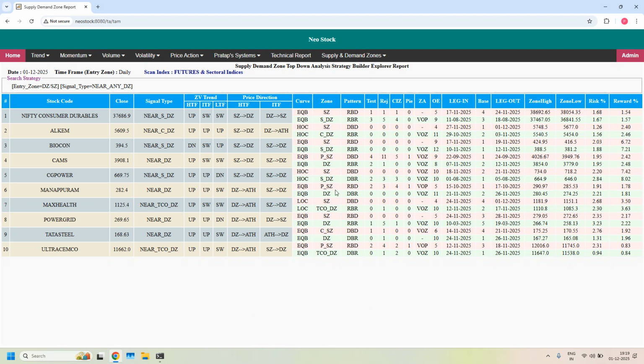Okay, first, NIFTY consumer durable is a high liquidity zone, but I am not focusing on this because it is not listed in F&O. If it is not listed in F&O, ignoring it. And Alchem is having a daily high liquidity demand zone. Biocon is having a daily high liquidity demand zone. CG Power is having a daily high liquidity demand zone. That's it. We got 3 daily high liquidity demand zones from this list.